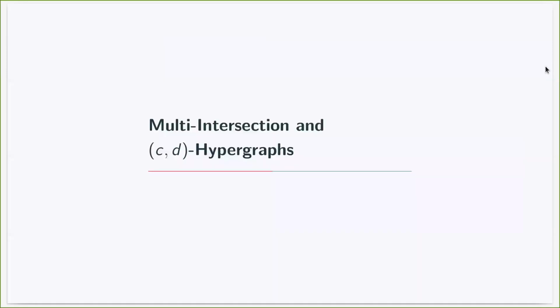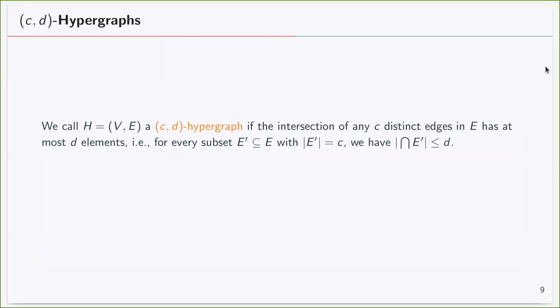So, this brings us to what we do in this work. We want to move on to multi-intersection, which is a vastly more general property than this intersection width, as we will see very soon. So we have this concept of CD hypergraphs. A hypergraph is called a CD hypergraph if the intersection of any C distinct edges is at most D elements. So this is a very direct generalization of this intersection width idea, but instead of two edges, the number of edges whose intersection we care about is also a parameter now.